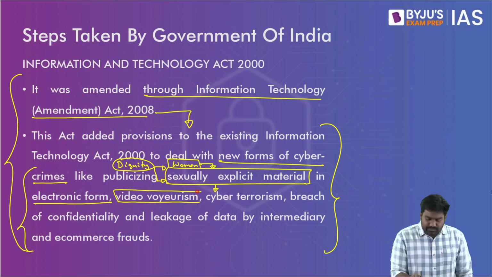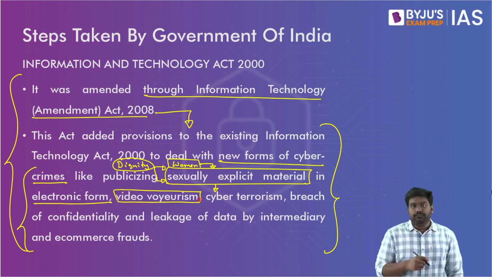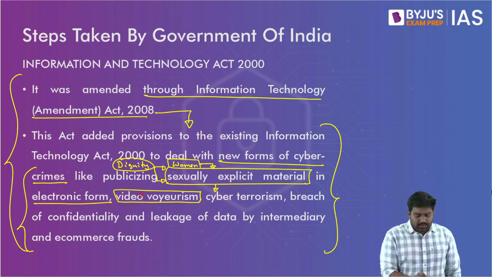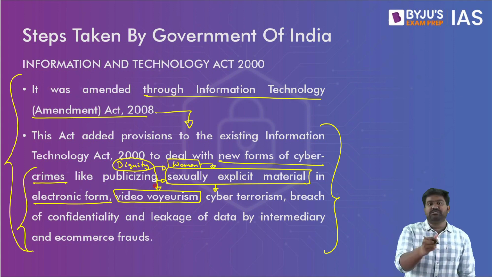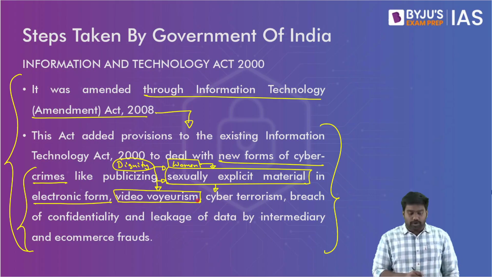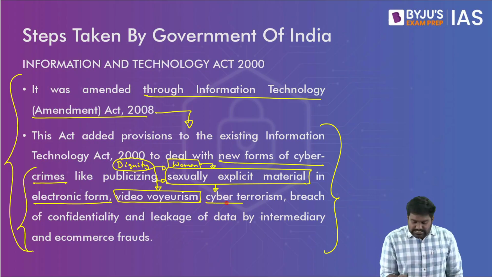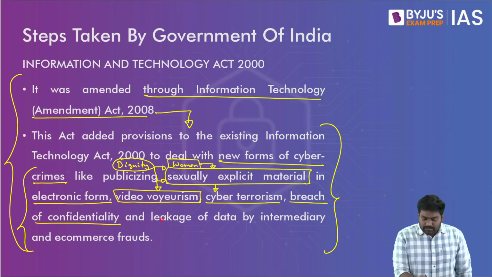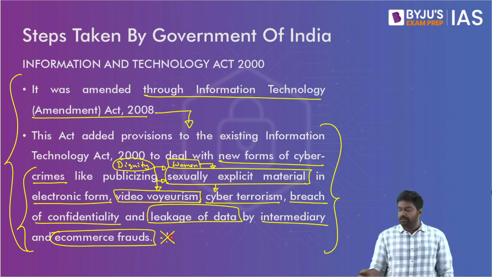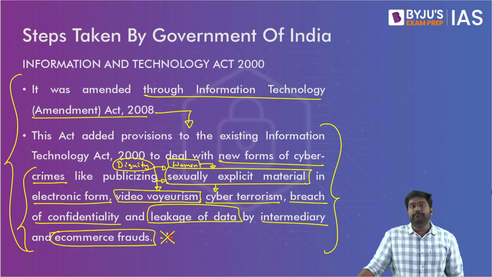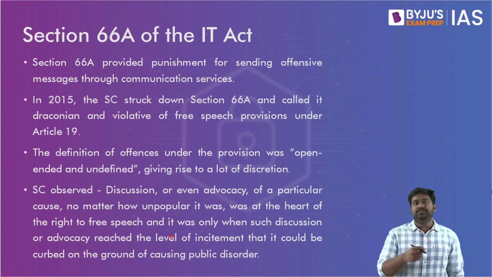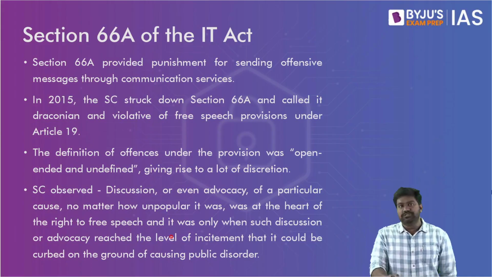Video voyeurism, where the attacker will secretly watch. Voyeurism is the act of secretly watching someone else in their intimate life, in their personal life. So if an attacker has gained access to the system and is secretly watching through the camera, right? This becomes video voyeurism, which is a punishable criminal offense. Cyber terrorism, breach of confidentiality, data leakage, e-commerce frauds, all these new forms of cyber crimes and frauds were covered through the amendment. So this is the basic law we have in India to deal with cyber crimes and to regulate information technology and electronic commerce.